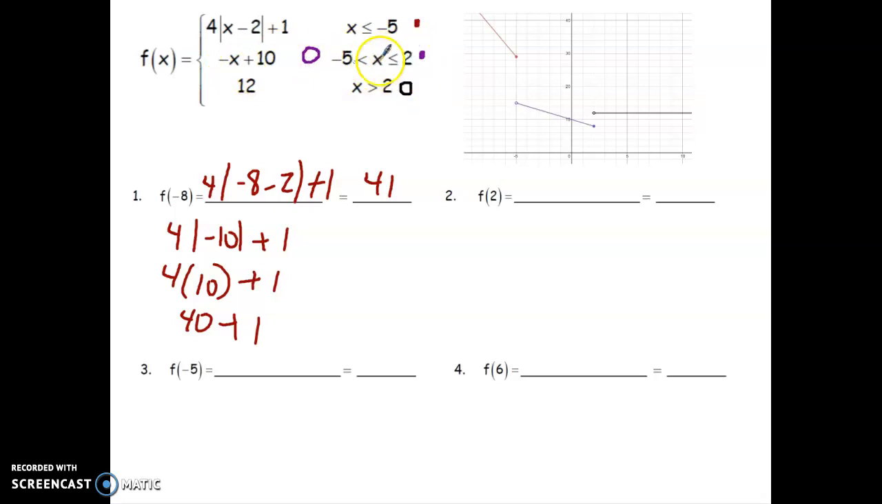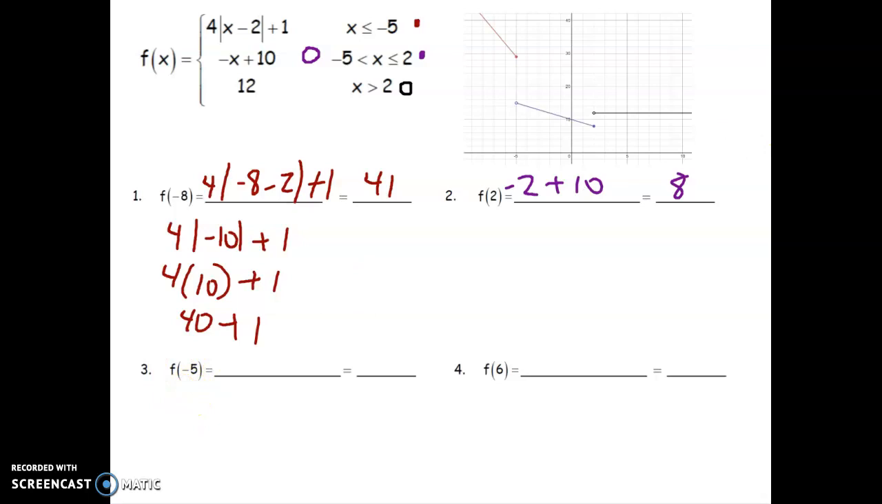So I'm going to take 2 and I'm going to substitute in for x. Negative 2 plus 10 is positive 8. So if you go to 2 on the graph right here, you can see that particular point is the point 2, 8.